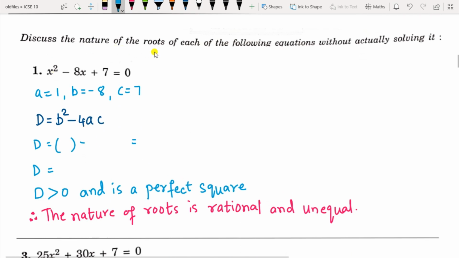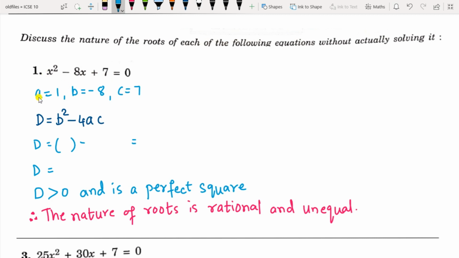Discuss the nature of the roots of each of the following equations without actually solving it. Now we don't have to solve the whole equation as we have done in exercise 5a or 5b. So just by finding D, we have to guess what kind of roots they are. This is a quadratic equation. It should be in the perfect quadratic form. Now here write the coefficients a, b and c.